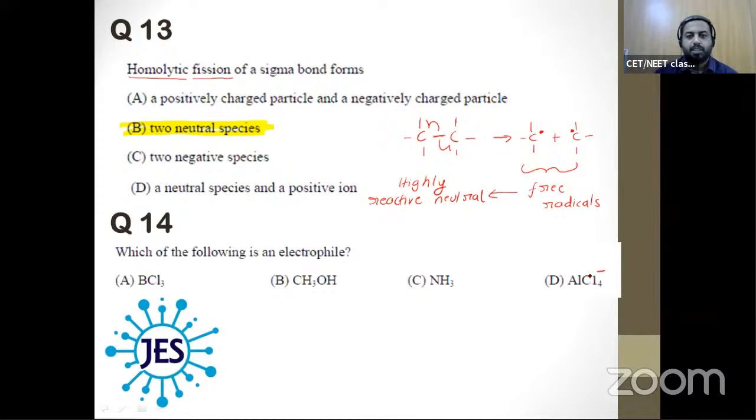Okay. Roja says B. Bhuvaneshwari. Yamanakshi says A. Roja says B. Bhuvaneshwari says B. Okay. Let us now see. Akshata says B. Again, before sending the answer in the chat, type the question number, so that I'll get to know which question you're answering. Okay. Majority of you are suggesting B. Okay, let me see. Which of the following is an electrophile?